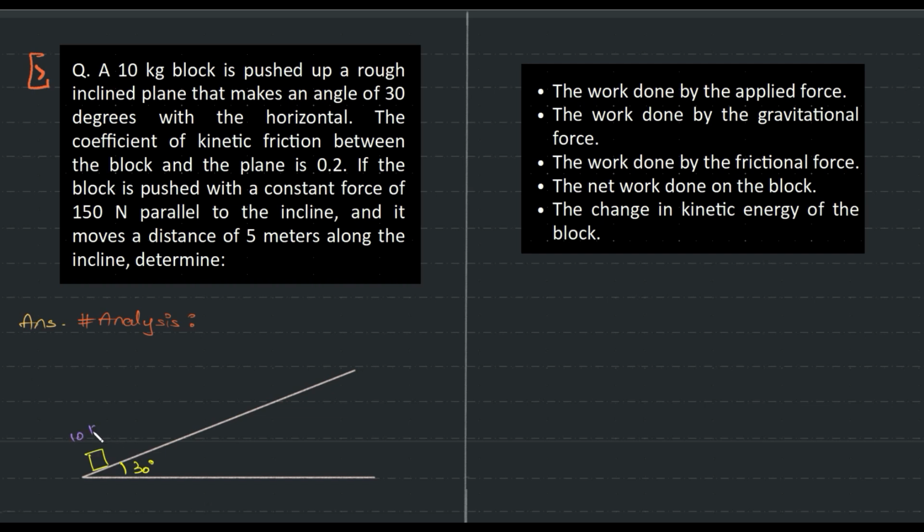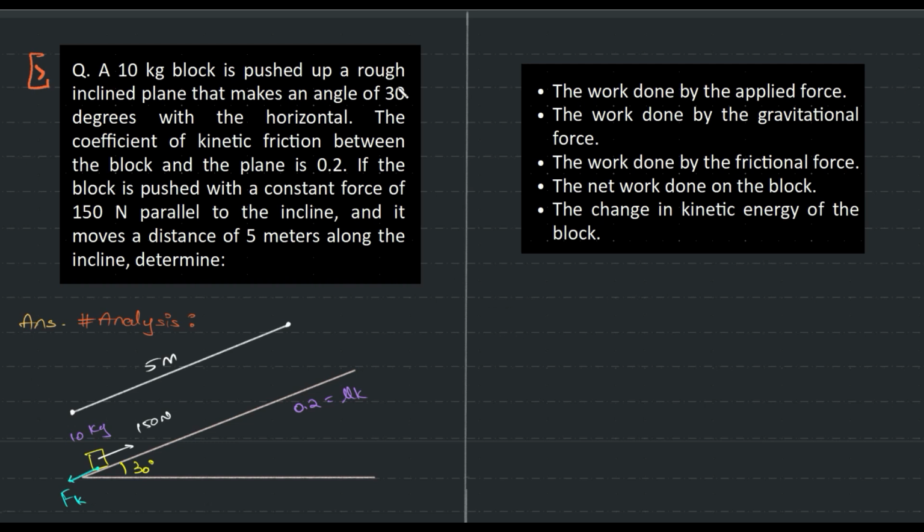So this is 10 kg, and the coefficient of friction is 0.2, kinetic friction. And you have a force of 150 Newton, and it moves a distance along the plane of 5 meters, from point A to point B. This is 5 meters. Then we have the frictional force. That would be that. Okay, anything else? I think I didn't miss anything.